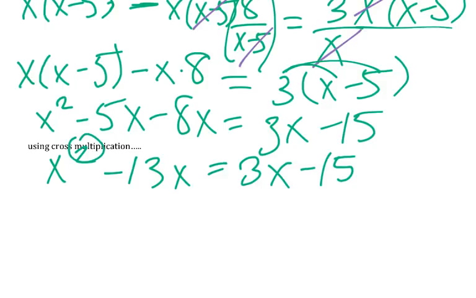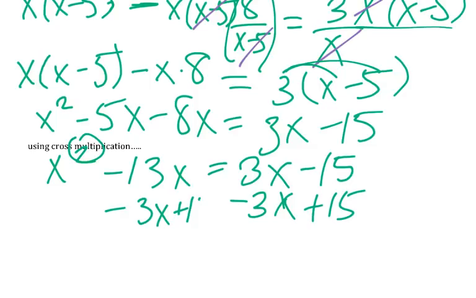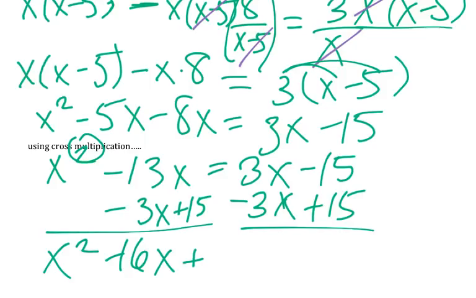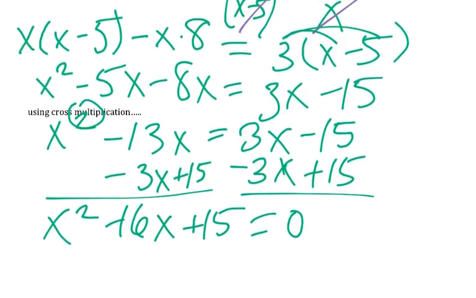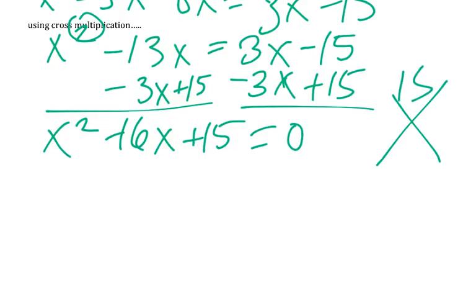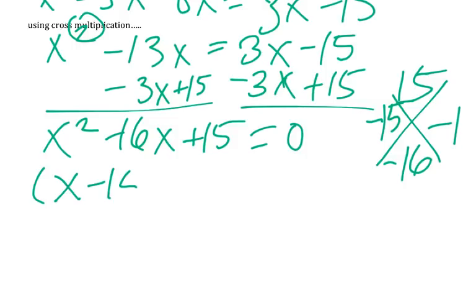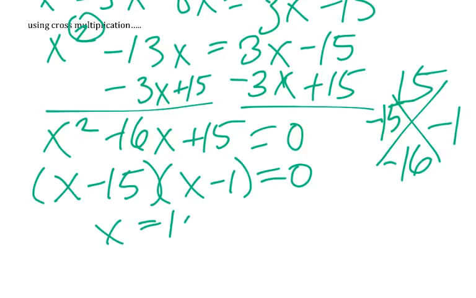Because this is quadratic, I want to set it equal to 0. So I'm going to subtract 3x from both sides and add 15. So subtract 3x, add 15. That gives me x squared minus 16x plus 15 equals 0. Now you could factor mentally, or you could make a diamond with 15 as your a times c value and negative 16 as your b, which means this is going to be negative 15 and negative 1. So we have x minus 15 times x minus 1 equals 0. Set each factor equal to 0. You get x equals 15 and x equals 1.